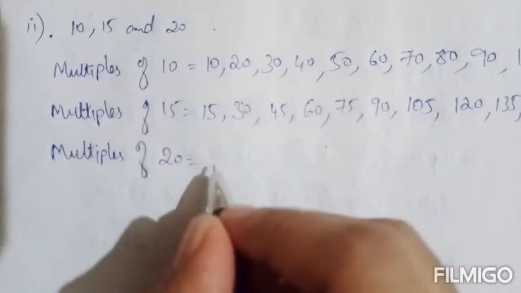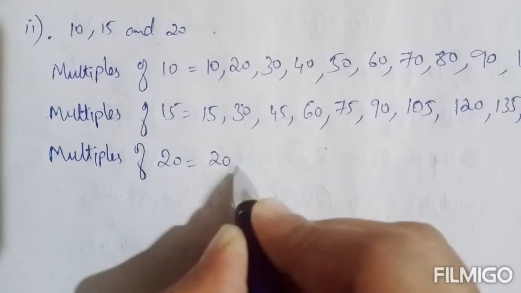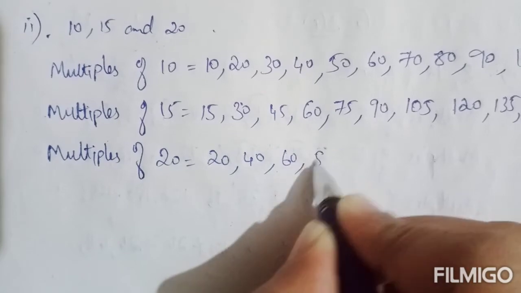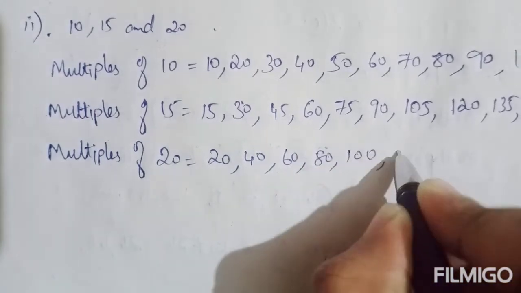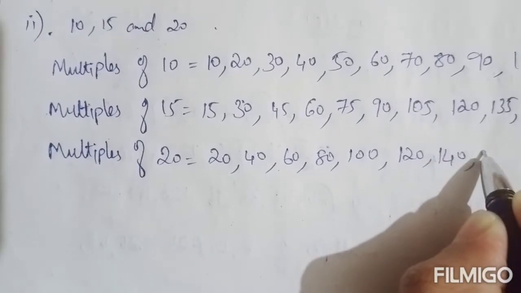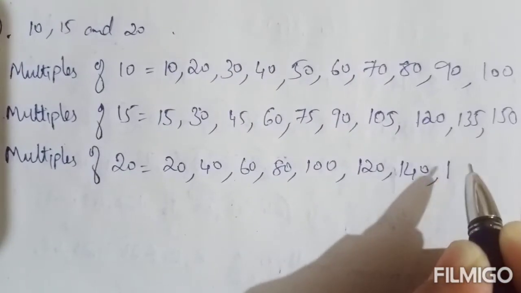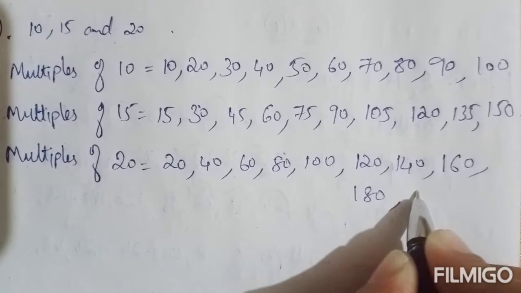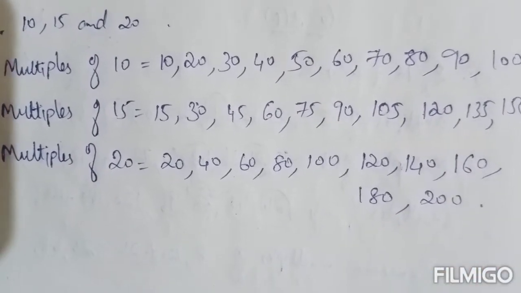Okay, that also you can find. 20 into 1, 20. 20 into 2, 40. 20 into 3, 60. 20 into 4, 80. 20 into 5, 100. 20 into 6, 120. 20 into 7, 140. 20 into 8, 160. 20 into 9, 180. 20 into 10, 200.